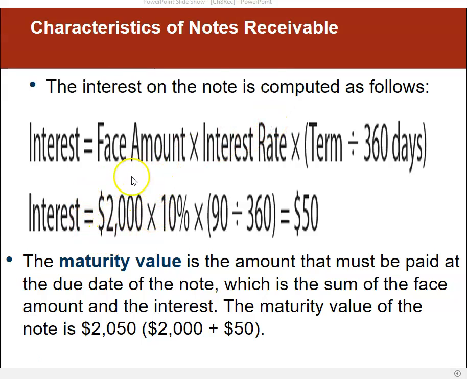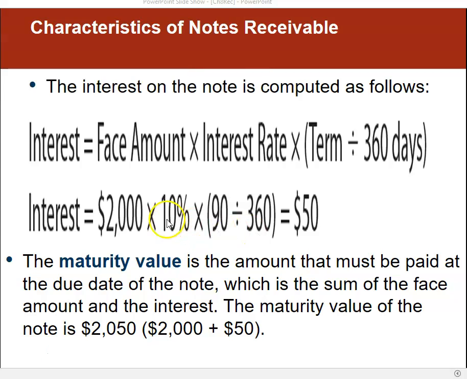Now they borrowed $2,000, so that is the principal amount or the face amount. We have our 10% here. But then notice what we're going to do here. We're going to take 90, which is the amount of time that they're borrowing the money, and for purposes of simplification, we're going to call a year 360 days. You already know that a year is 365 days, but the math comes out quite a bit cleaner if we do it this way.